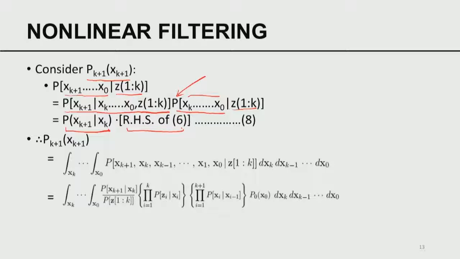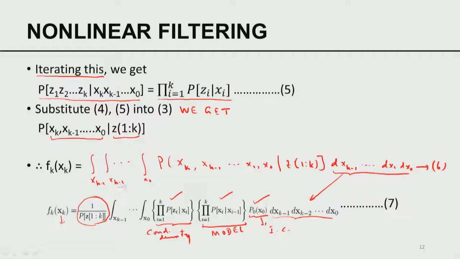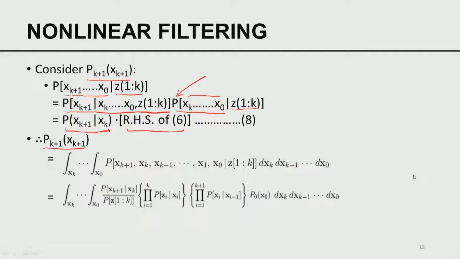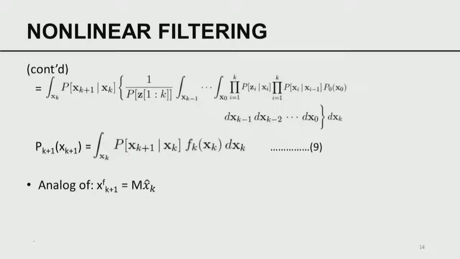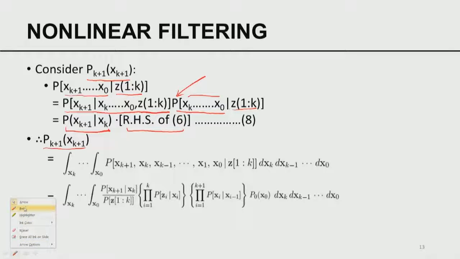Therefore, by identifying this to be the filter density, now I can express what I want. So 8 is a beautiful expression for the forecast density. The forecast density can now be written using the right hand side of 6. Let us go back. The right hand side of 6 is given by this expression, which is the k fold multiple integral. I'm going to copy that multiple integral in here. Therefore, the forecast density is simply the integral over the entire path given the observations, and the integration is from 0 to k.